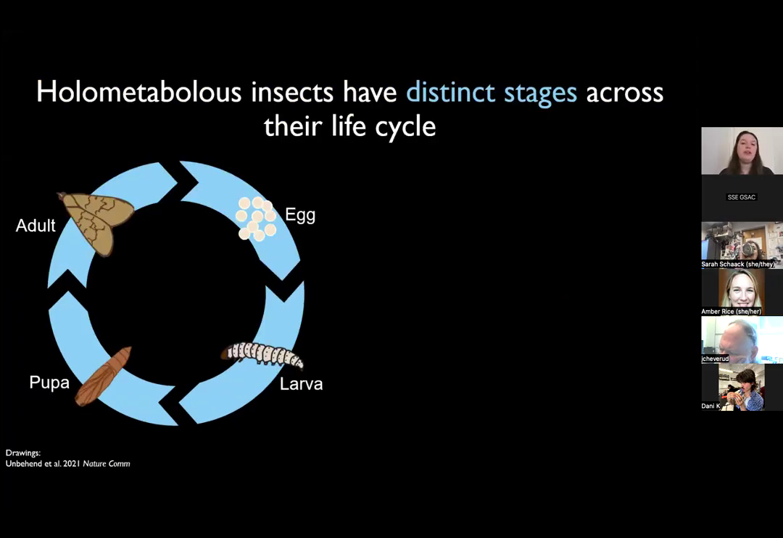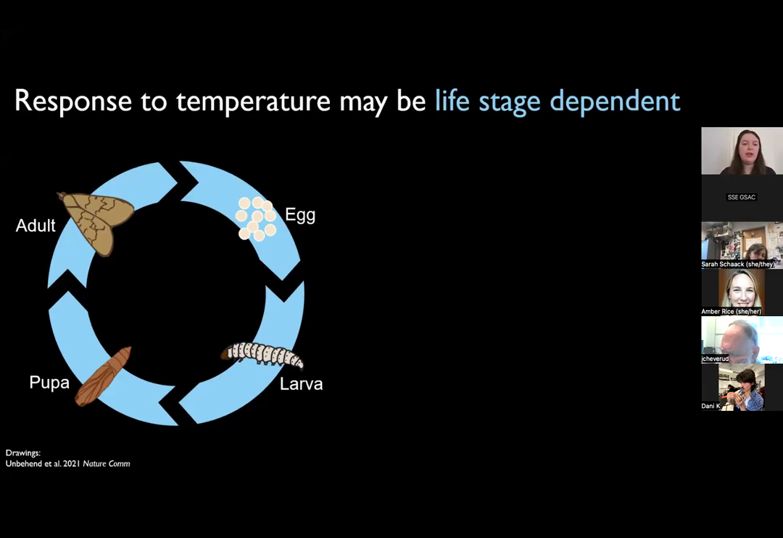Well, first, let me give you a little bit of background on life history traits of butterflies and moths. As most of you probably know, because we oftentimes raise monarchs as young students, butterflies and moths have very distinct life stages. The egg looks very different from the larva, the larva looks very different from the pupa, and the pupa looks very different from the adult. And because they have such distinct life stages, response to temperature may often be very life stage dependent.